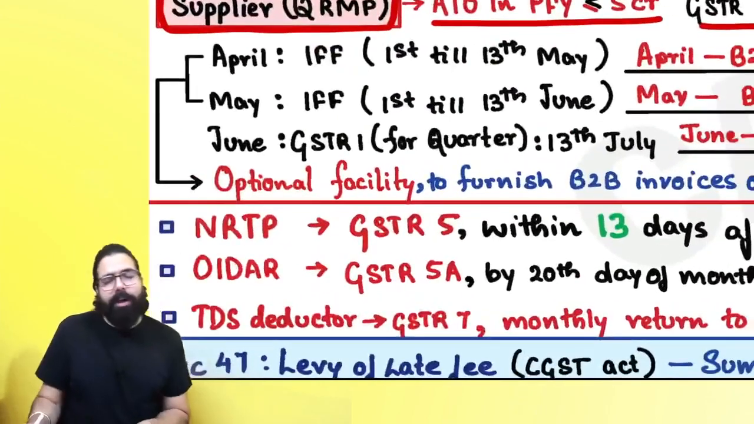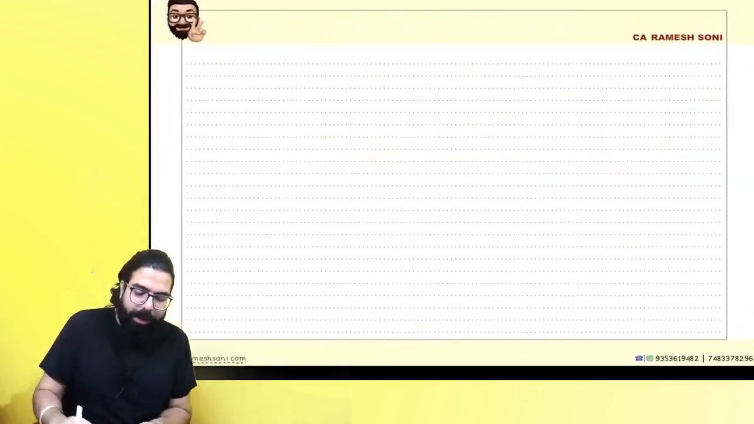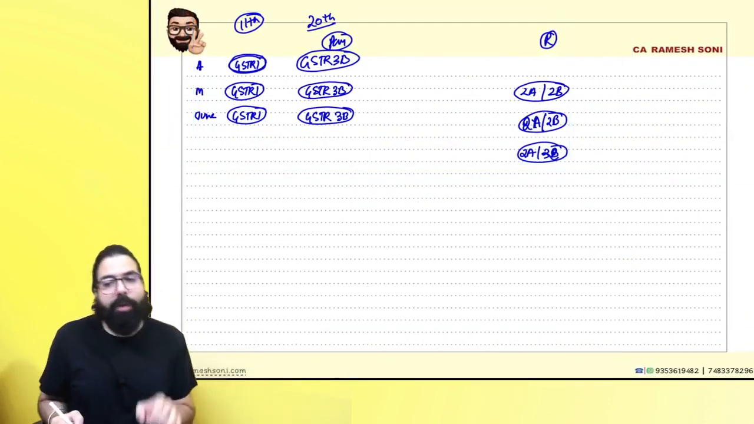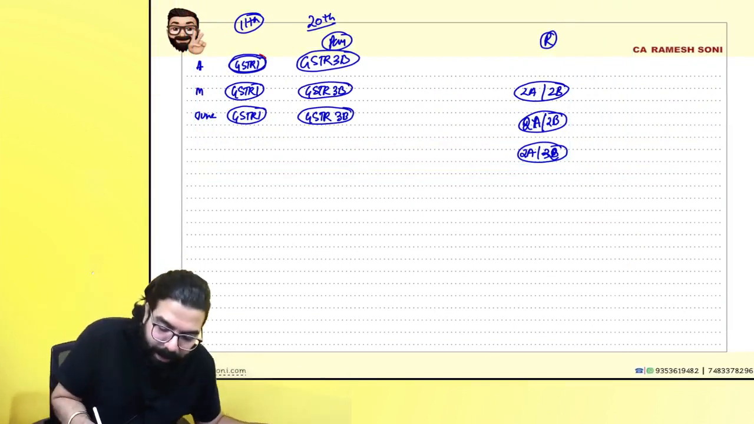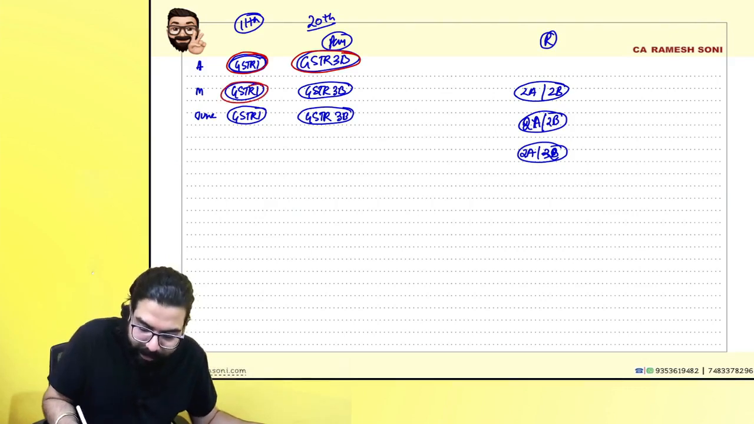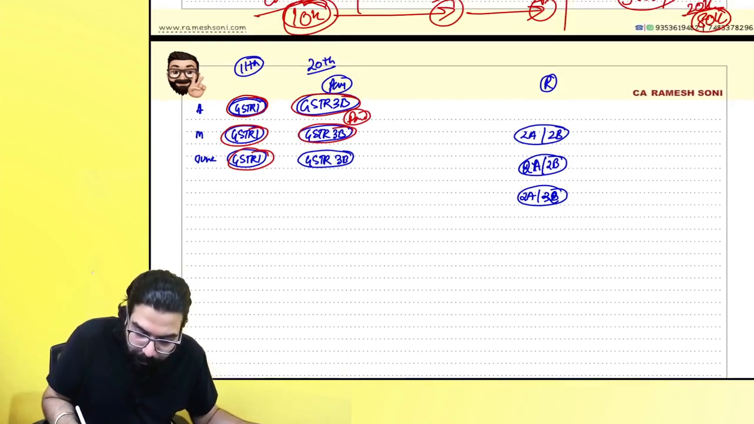Now, tell me one thing. I will tell you over here again, so listen to me very carefully. This is the scheme of a person who is going for monthly returns. Monthly GSTR 1, pay the tax and file GSTR 3B. GSTR 1, pay the tax and file GSTR 3B.